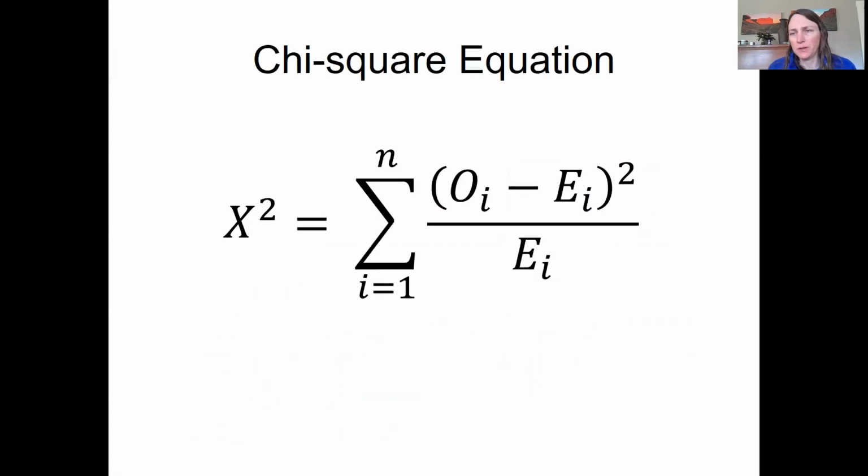So here's the chi-squared equation. Chi-square, not chi, but chi-square, is denoted by a big capital letter X or chi, and squared. That equals the sum of every value from i equals 1 to n, so across your whole sample size, of every observed value minus the expected value, squared, divided by the expected value.